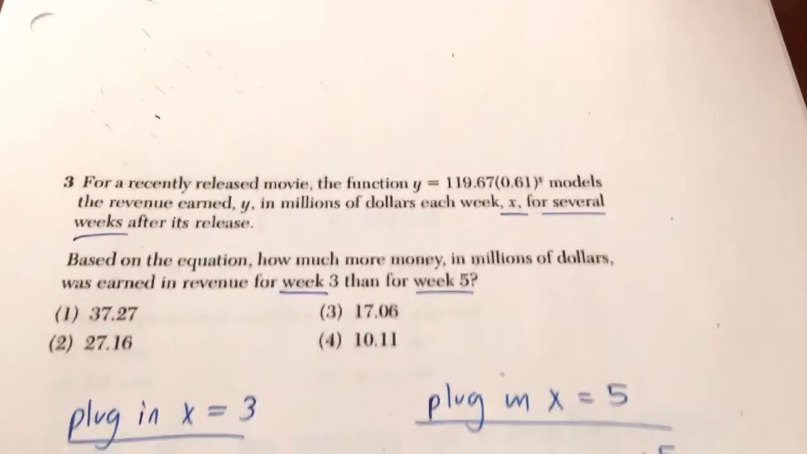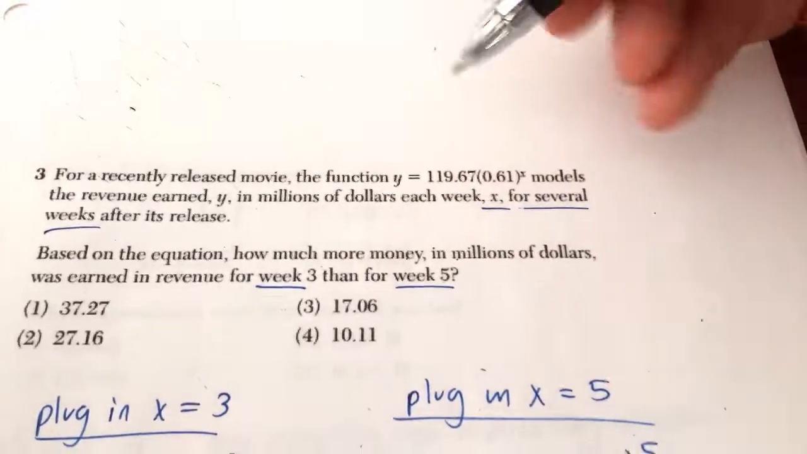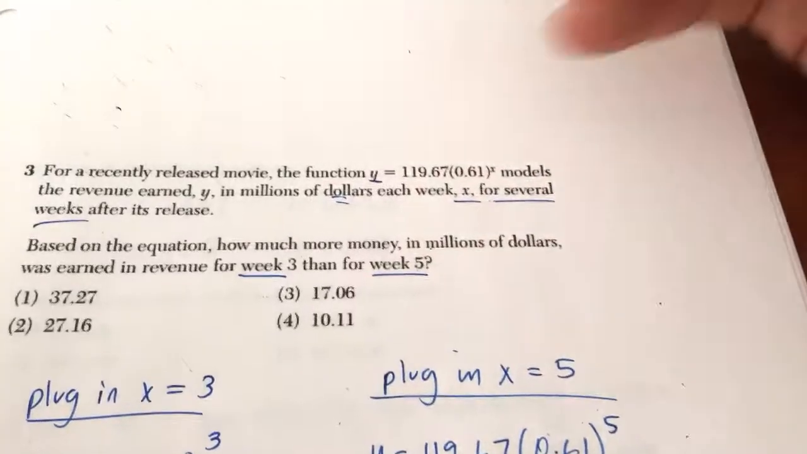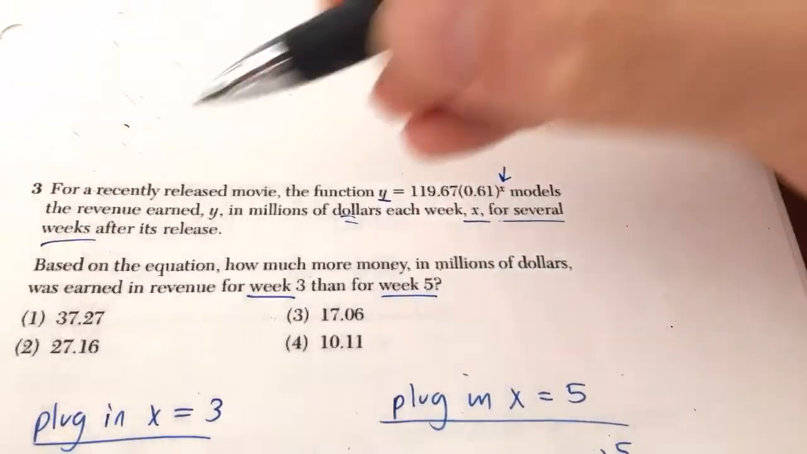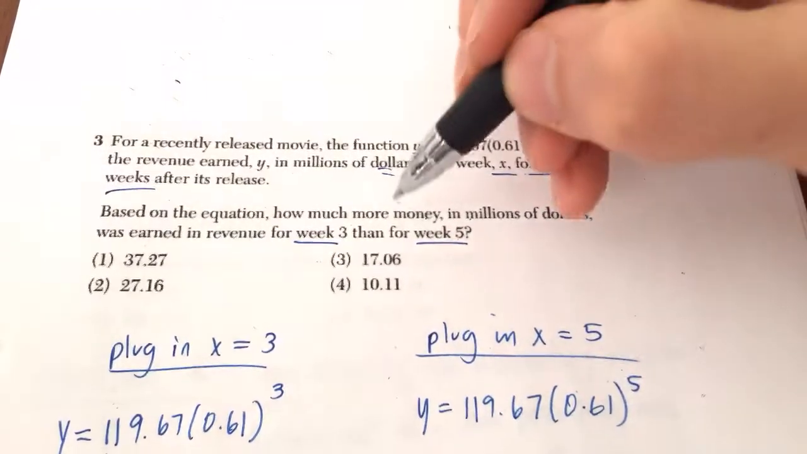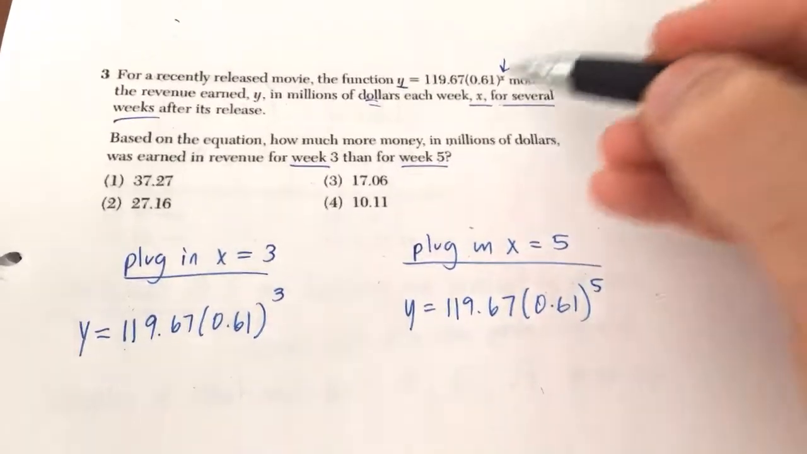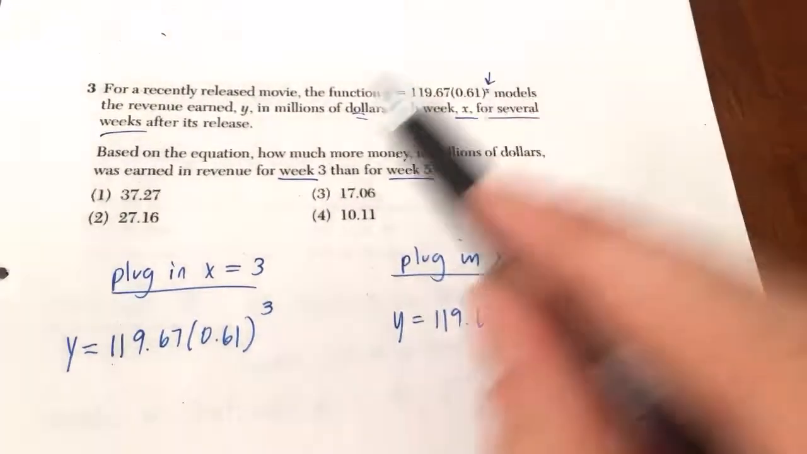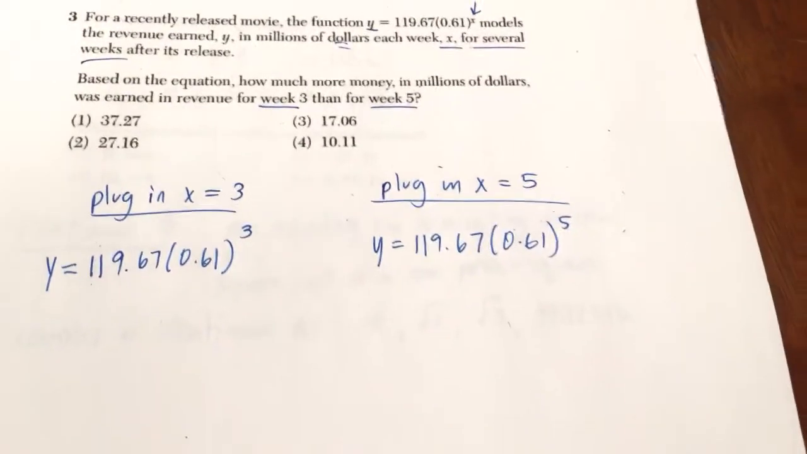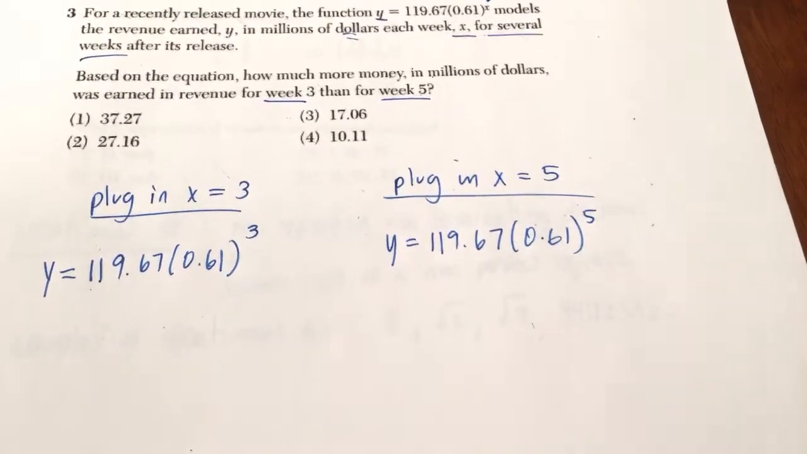For number 3, for a recently released movie, the function y equals 119.67 times 0.61 to the x models the revenue, where y is the amount of money earned and x represents how many weeks after the release. Based on this equation, how much more money in millions of dollars was earned in revenue for week 3 than week 5? Well, what I'm going to do is plug in x equals 3 and plug in x equals 5. And then at the end I'll find the difference in revenue.